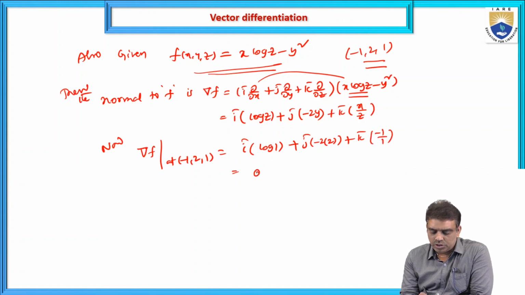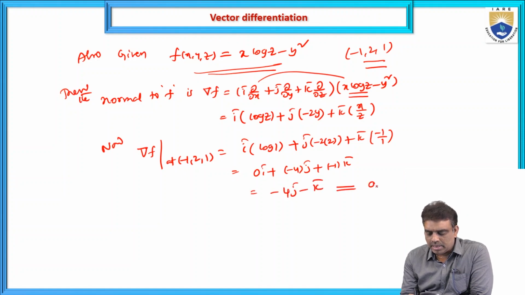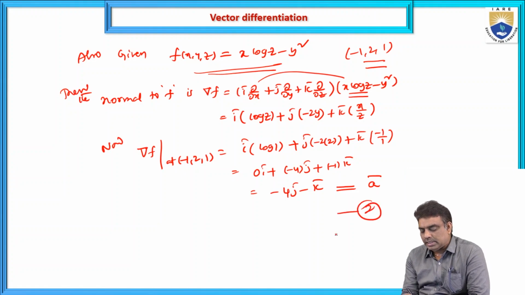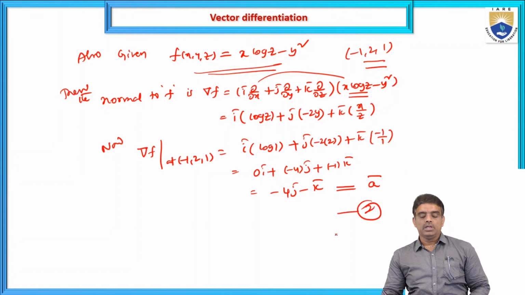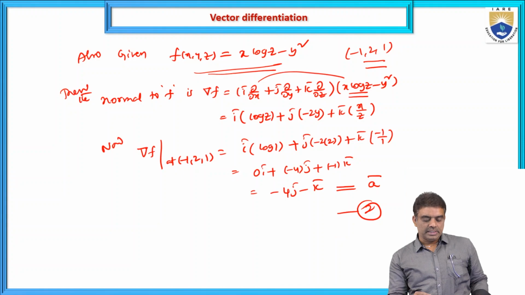That is 0·i̅ + (−4)·j̅ + (−1)·k̅, that is −4j̅ − k̅, and this will be a̅. Call this equation number 2. The normal vector to the surface, grad f, at the point (−1, 2, 1).